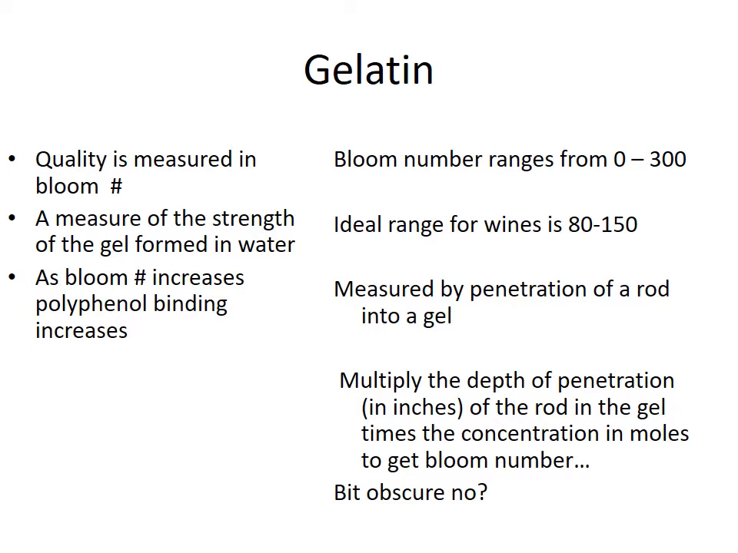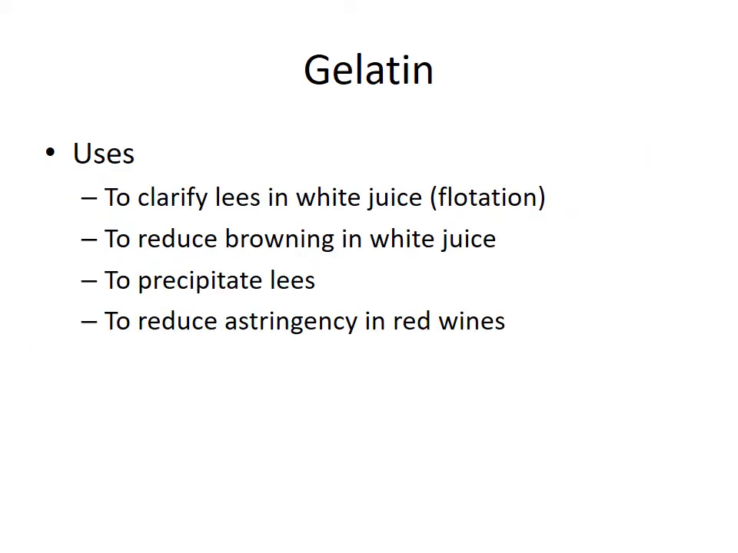Anyway, gelatin. It's used to clarify lees in white wine. That's one thing we can do, like flotation, which we'll talk about a little bit in oxygen management. To reduce browning in white wine, so if you get a white juice or something like that, you can add gelatin to it. You can use it to precipitate lees, and most importantly, you can use it to reduce astringency in red wine.